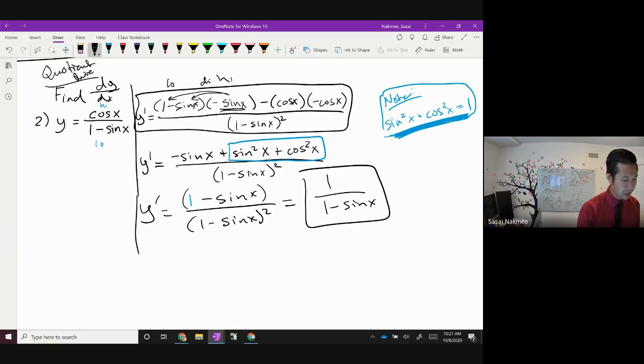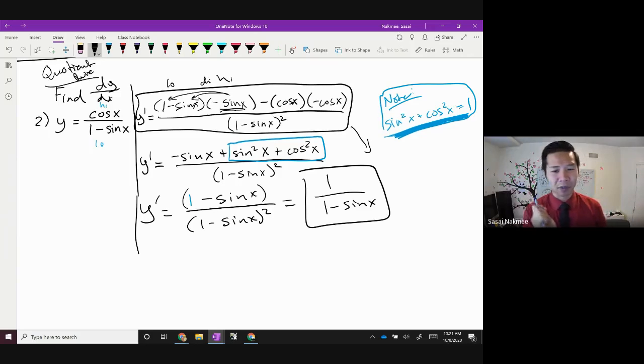You see how much it differs from the simplified version to the unsimplified version? They look almost nothing alike, but they actually are equal to each other. If I graph this one up top with this one in the bottom, it'll be the exact same graph. That's just trippy to me, but that's what it simplifies out to: 1 over 1 minus sine of x. Hopefully you guys are okay with that. Does that feel all right?